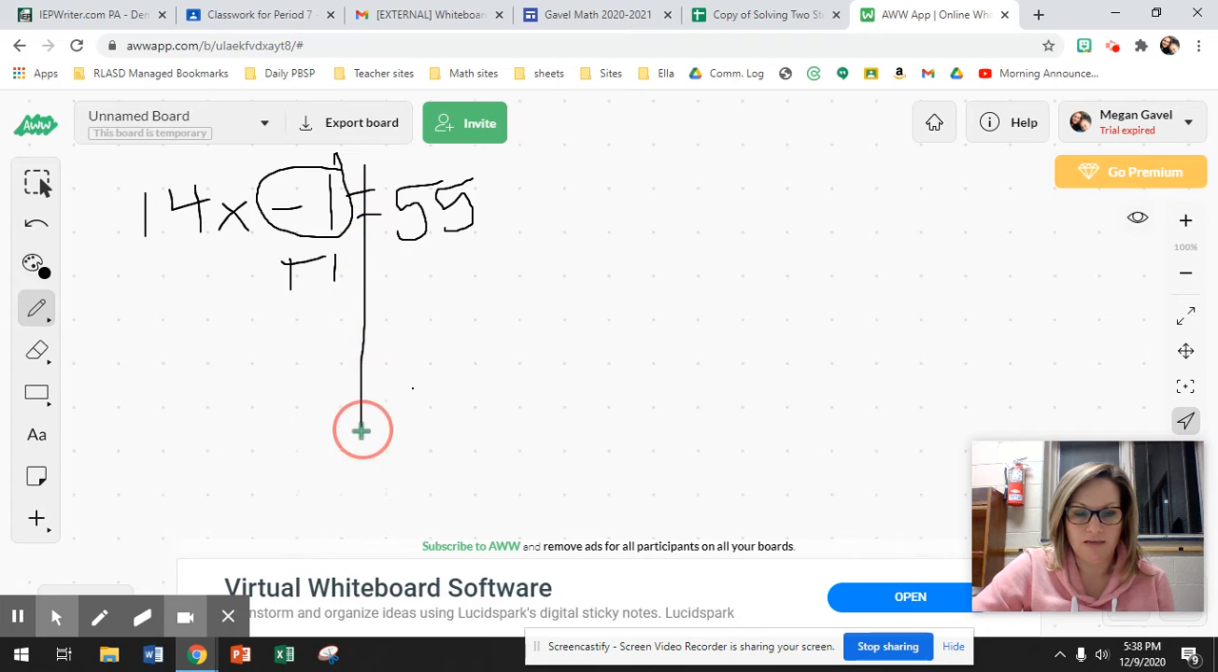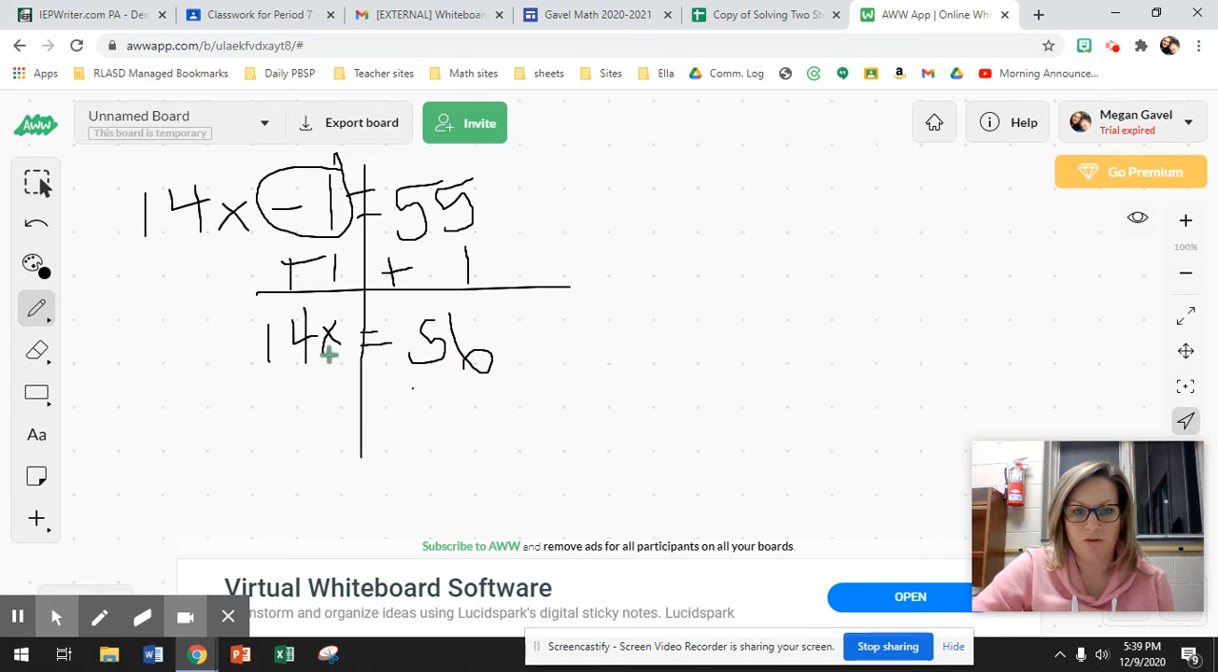I'm going to draw a line, because these are two sides. Whatever we do to one side, we have to do to the other. So plus 1 here. This gets rid of that, so it cancels out, leaving us with 14 times x equals 56, because 55 plus 1 is 56. Well, 14 times x equals 56.